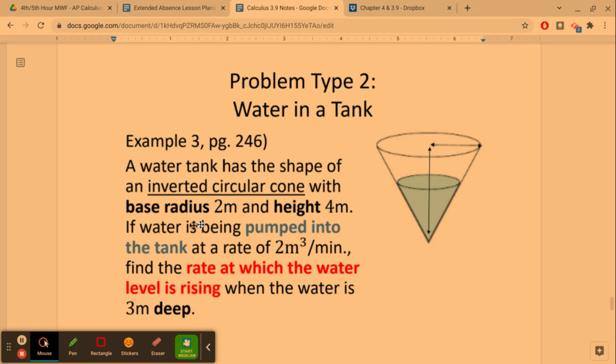Moving on. With a base radius of 2 meters and a height of 4 meters. Okay? Cool. If water is being pumped into the tank at a rate of 2 meters cubed per minute, find the rate at which the water level is rising when the water is 3 meters deep.